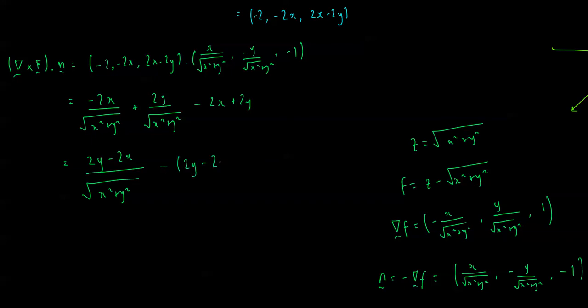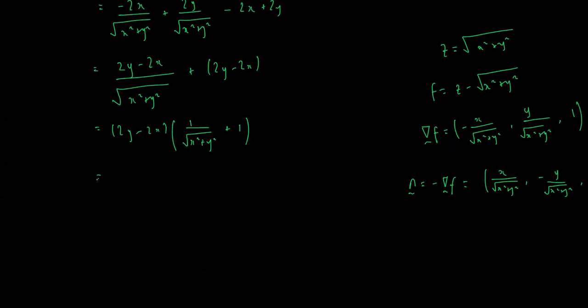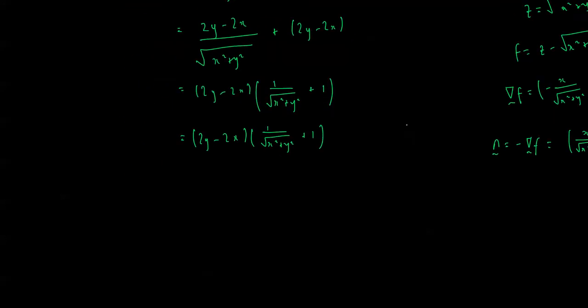minus 2y, plus 2y minus 2x. Okay, so I've got a 2y minus 2x on both of them, 2y minus 2x, and then I have a 1 on the square root of x squared plus y squared plus 1, which is equal to 2y minus 2x times 1 on the square root of x squared plus y squared plus 1. I'll leave it like that for now.